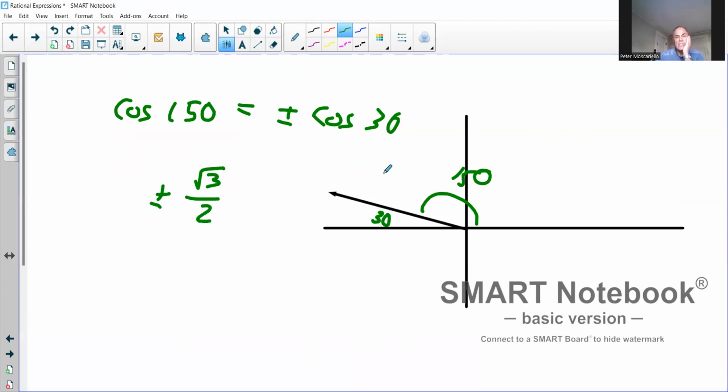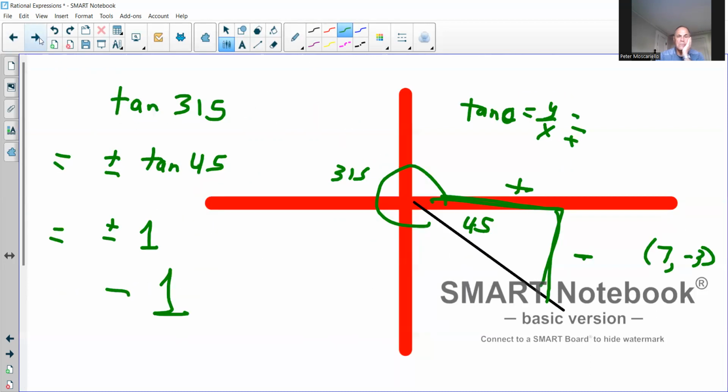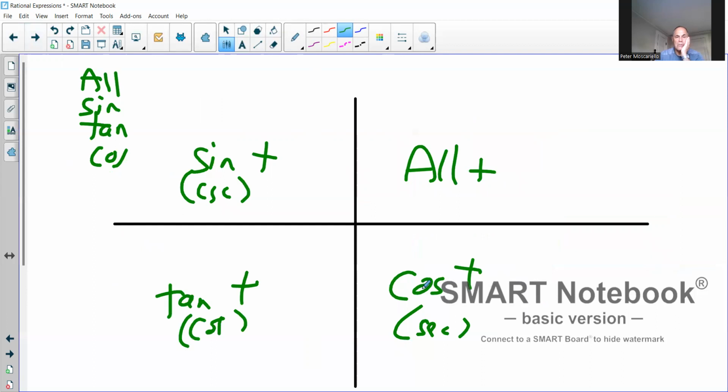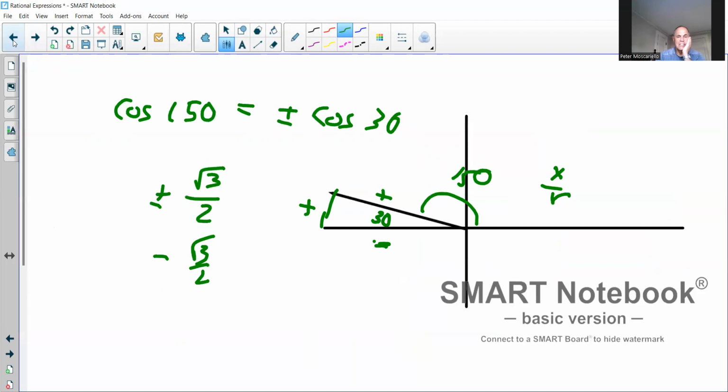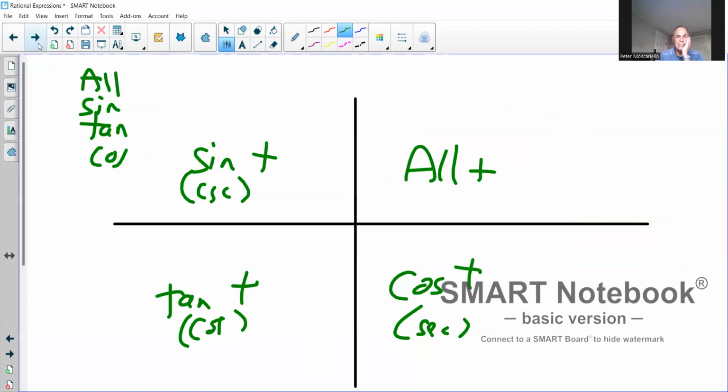Well, in quadrant 2, is cosine positive or negative? Well, let's see. In quadrant 2, x is negative, y is positive, r is always positive, hypotenuse is always positive. So we can say it's x over r, a negative over positive, that's negative. So it's negative root 3 over 2. Or you can use all sin tan cos. In quadrant 2, only sine is positive, so that means cosine is negative.